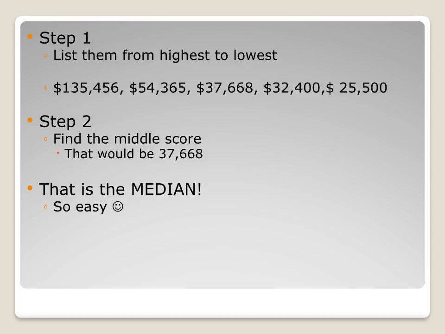Step 2, find the middle score. That would be $37,668, and that is the median. Sometimes we have data sets where there's not an exact middle, and that's because we don't have an odd number. So we'll talk about how to do that in the next slide.